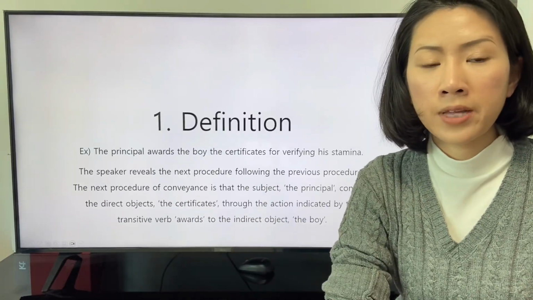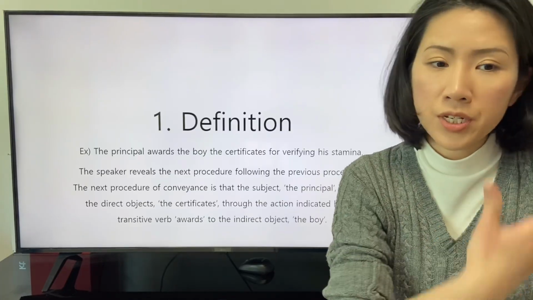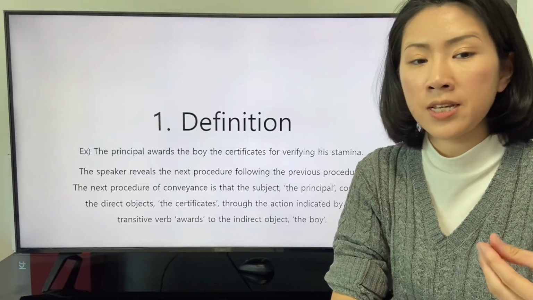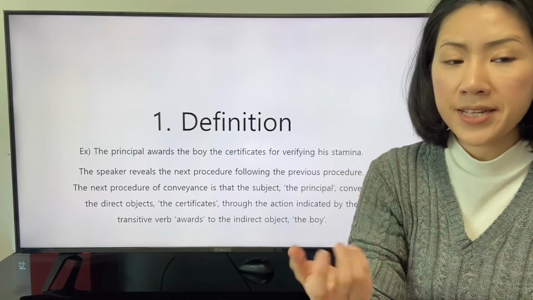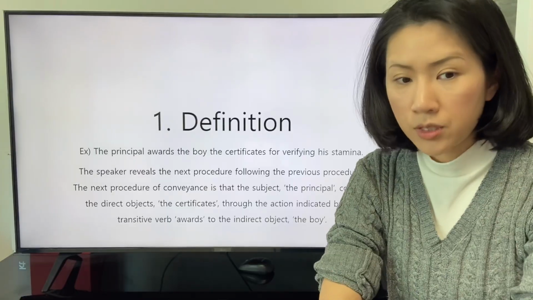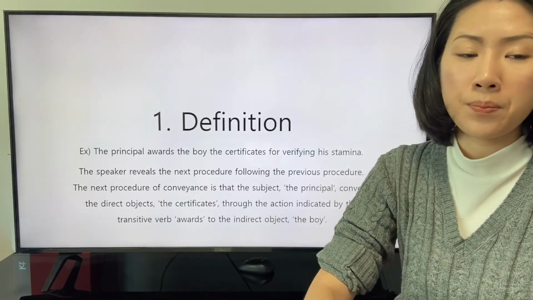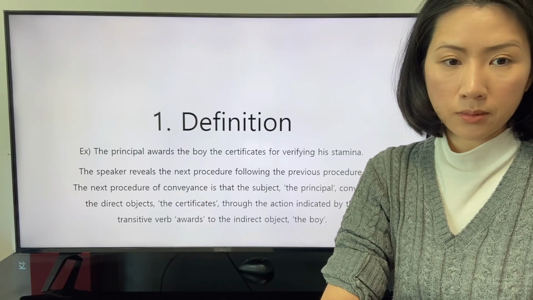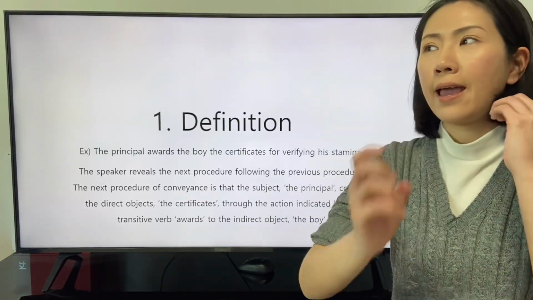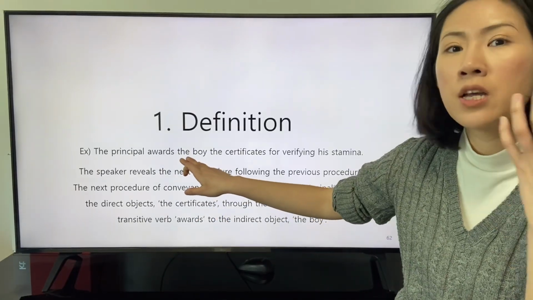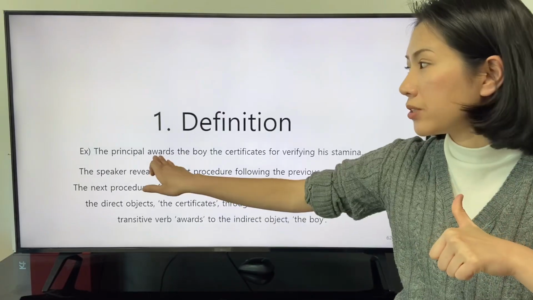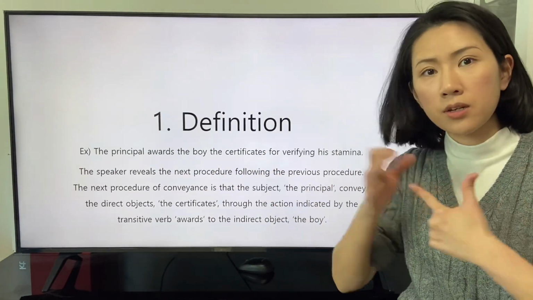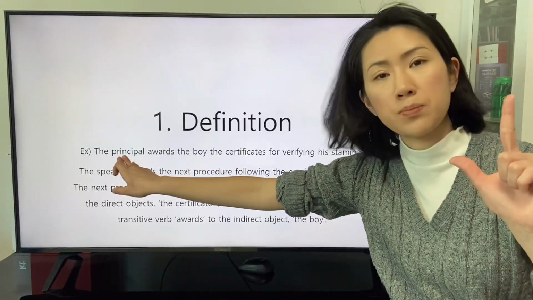The speaker reveals the next procedure following the previous procedure. The next procedure of conveyance is that the subject, the principal, conveys the direct object, the certificate, through the action indicated by the transitive verb awards to the indirect object, the boy. So let's have the perspective that the indirect object, the boy, gets the action indicated by the transitive verb award and the direct object, the certificate, from the subject, the principal.